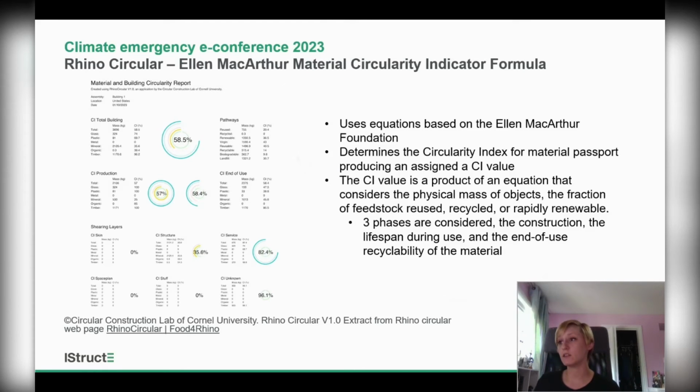So you can see just on the left-hand side, that's a snippet or an extract from the Rhinocircular webpage on Food4Rhino. And that's a report that it would generate. So it has your circularity pathways in there, and also where you're taking your material from and where it's going to.